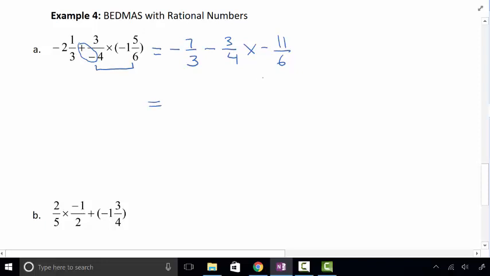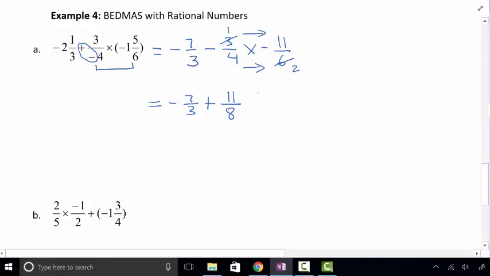Now again, I'm going to reduce a little bit. So if I reduce this and this, it'll turn to 1 and 2. If I divide this by 3, I get 1. If I divide this one by 3, I get 2. And so now the multiplication becomes really easy. And so you have negative 7 over 3. Okay, negative times a negative, though, is a positive. So this turns out to be positive 11 over 8.